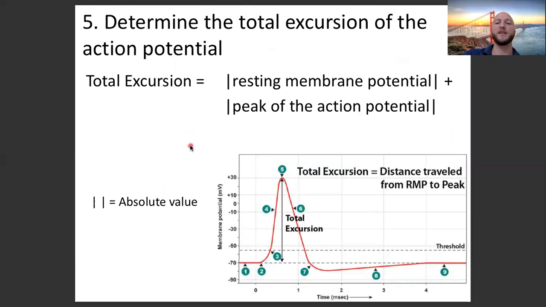Now, it's a little bit different. We're going to change up what we're looking for. We're looking for total excursion. We're looking for how much this membrane potential changes. So we're going to do the absolute value of resting membrane potential plus the absolute value of peak action potential. How far does it move from resting to peak action potential?